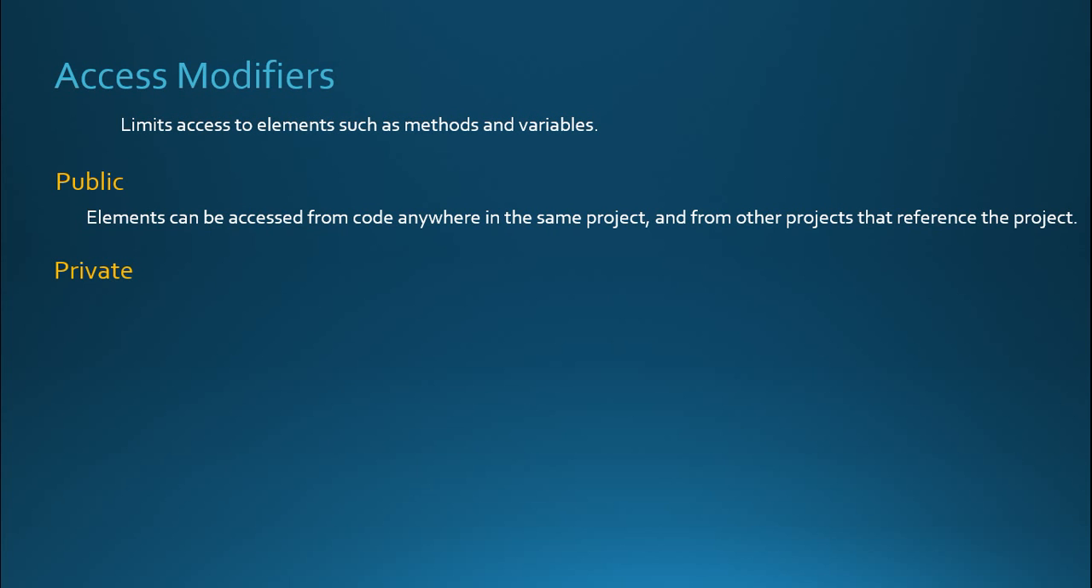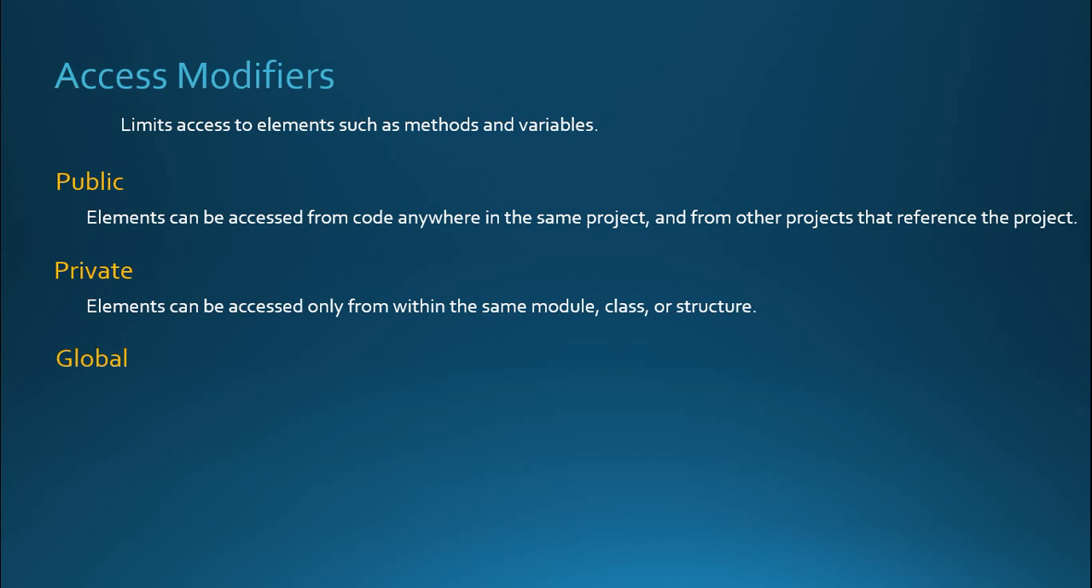The other access modifier that you've seen me use is the private access modifier. And private basically makes it so that elements can be accessed only from within the same module, class, or structure. So unlike the public access modifier, private is very, very limiting on who can access it, what other parts of your code can access that function, subroutine, or variable.